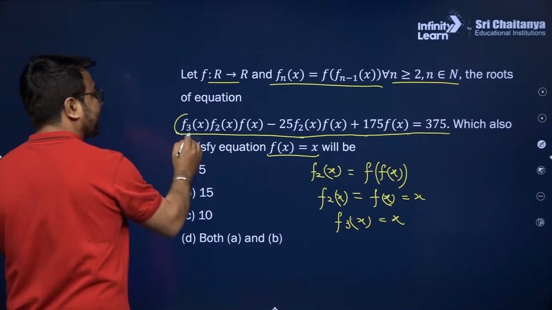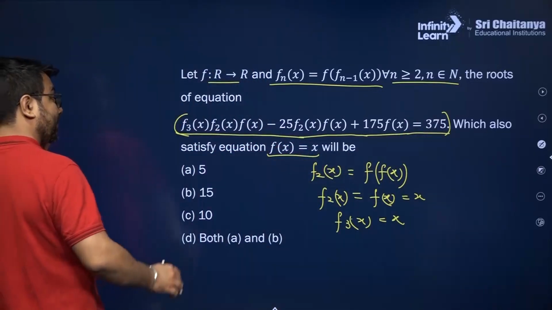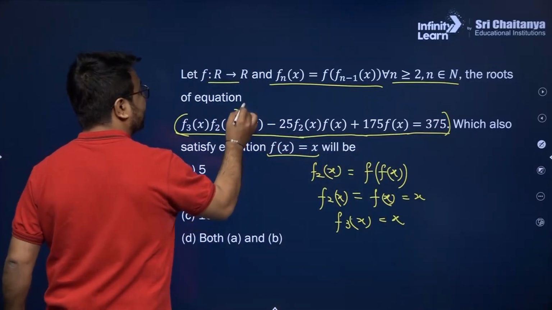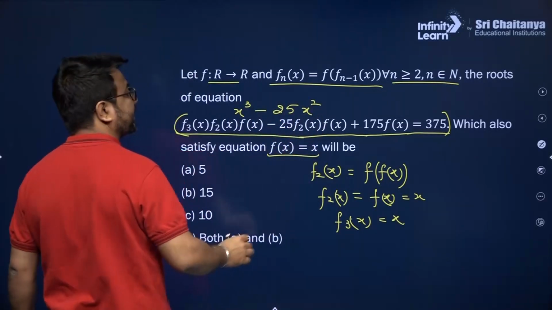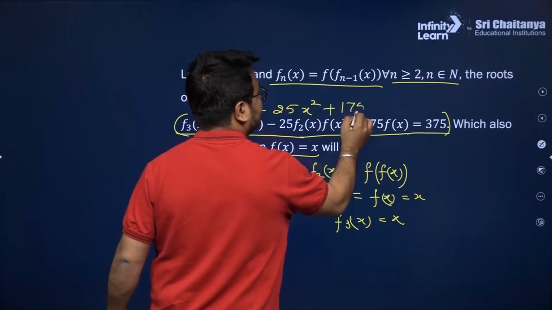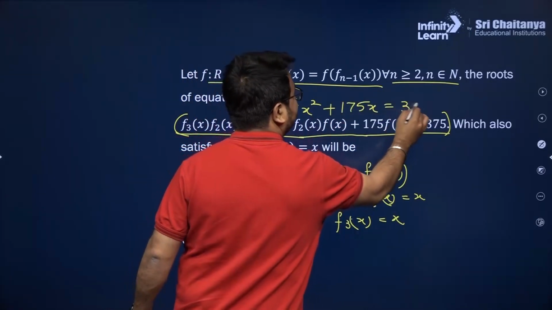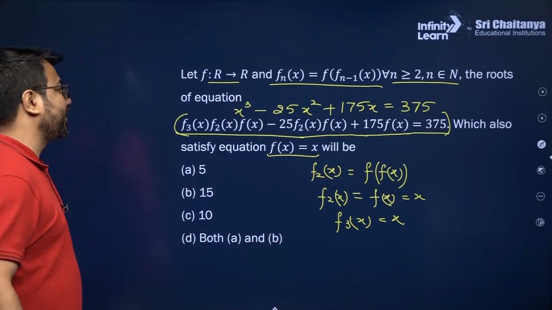So this particular expression from here to here will be converted to a cubic polynomial. x into x into x will be x cube. Minus 25 times x into x, it will be x square. And here we have 175x. And here in the right hand side we have 375.